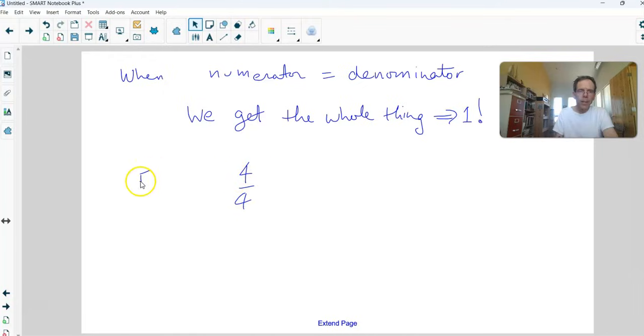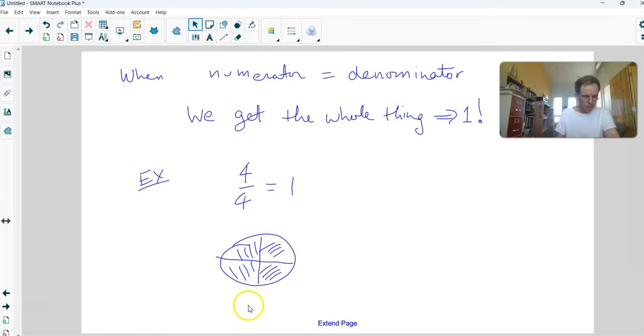So 4/4. And I put EX as my symbol for example here. Okay, so 4/4, that's 1. We have the whole pie. You know, we got 1, 2, 3, 4 pieces. That's 1. So the whole pie.